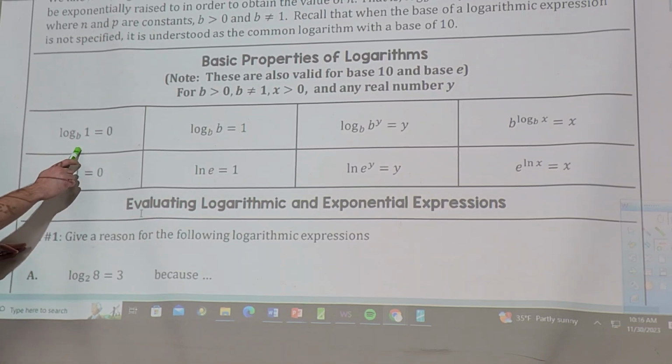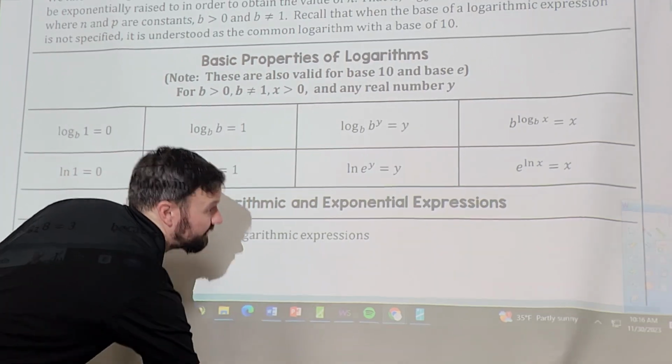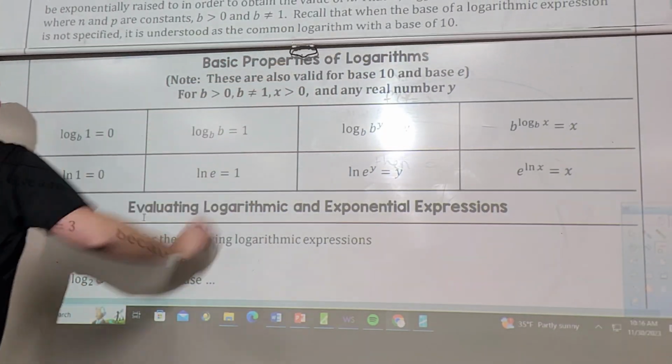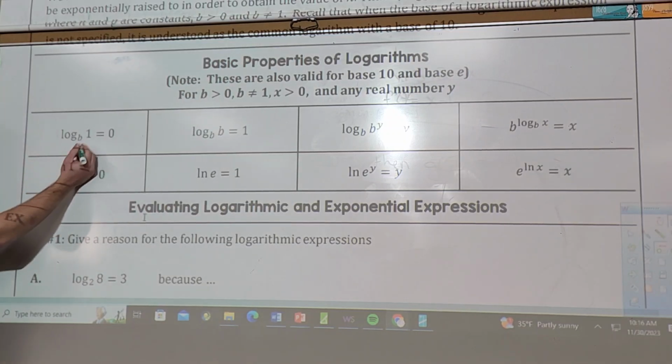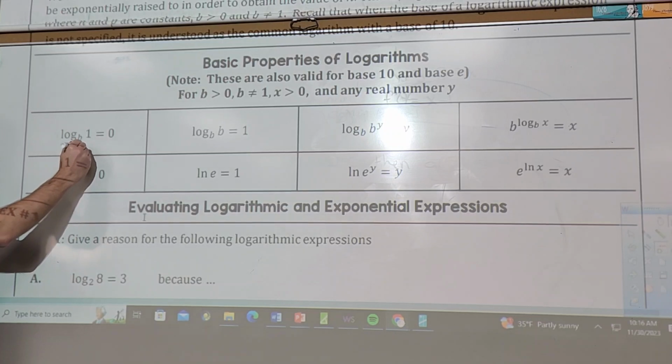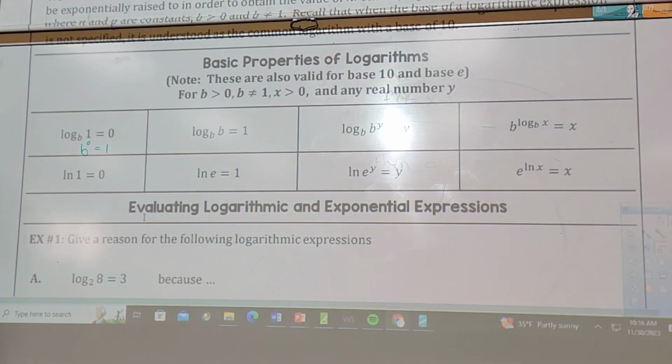But this one makes sense, right? We can develop them all. Log base b of 1 states, what's this property actually saying? If I didn't have this memorized, it would say b to the 0 equals 1. Does that make sense? Anything to the 0 equals 1, doesn't matter what number I put in there. Because this just says anything to the power of 0 is 1.